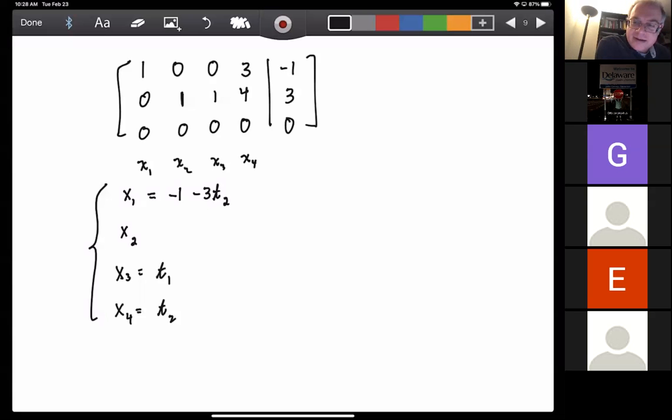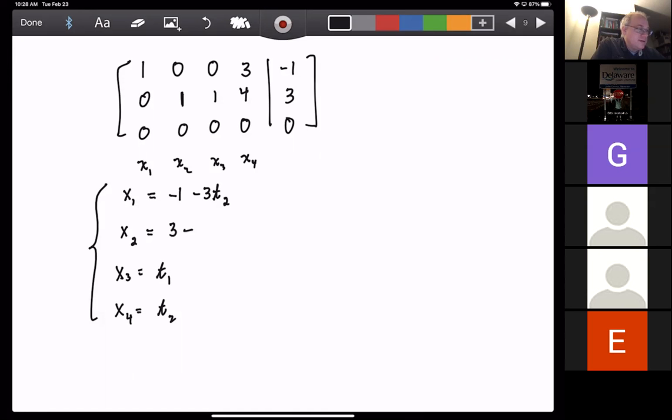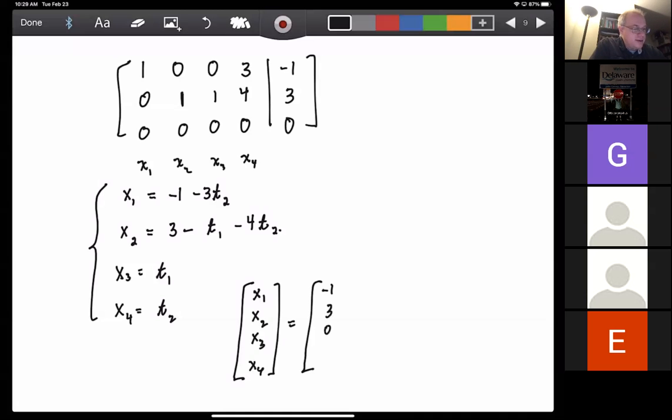Is this clear to everyone? Okay, so how about x2? This one's a little bit more work. How would you express your solution for x2? Would it just be like x2 equals 3 minus 4t2 minus t1? That sounds good. Yeah. Okay, and I just want to point out that we can express this in vector form as well. 1, 3, 0, 0.